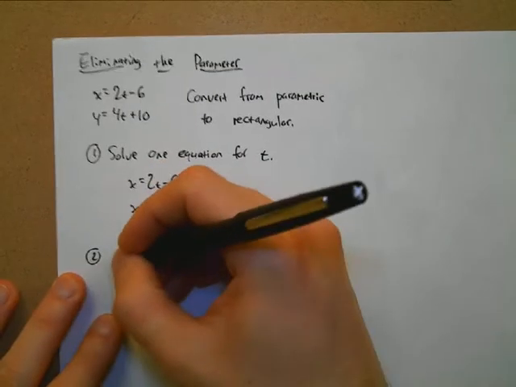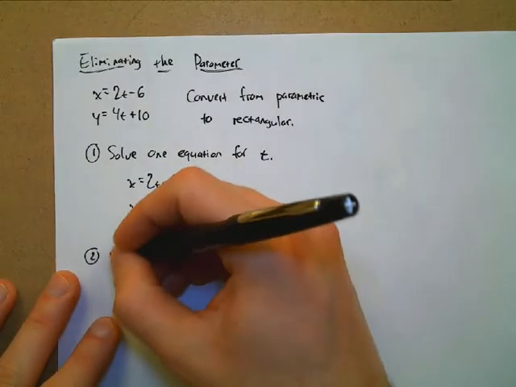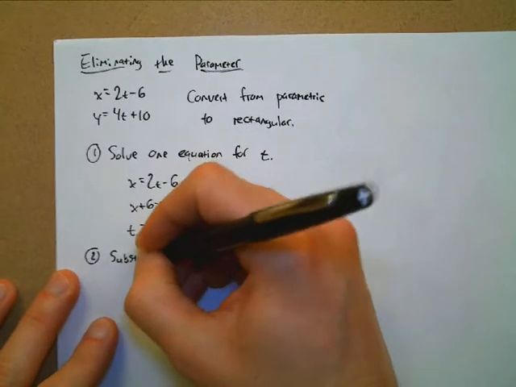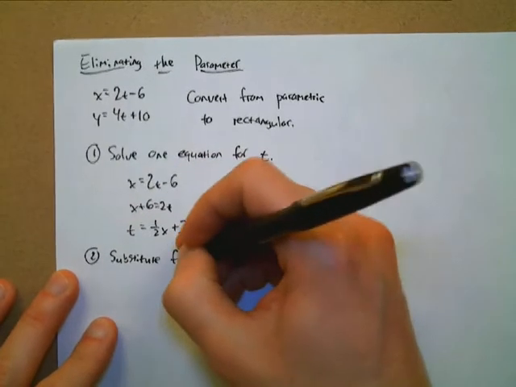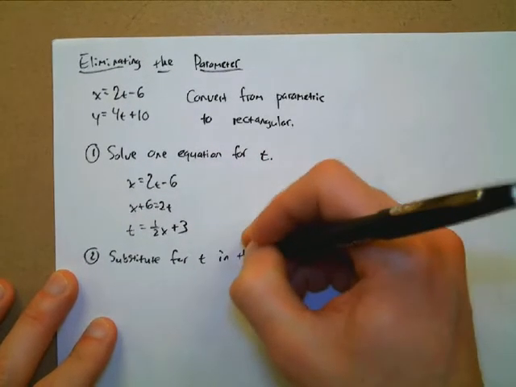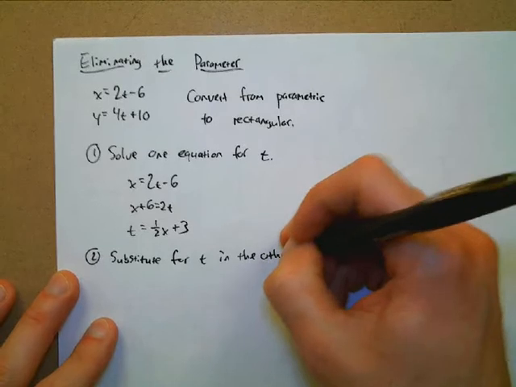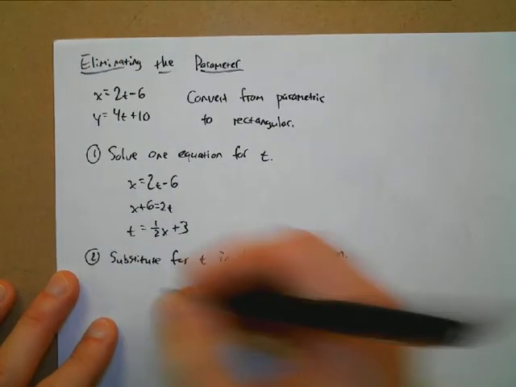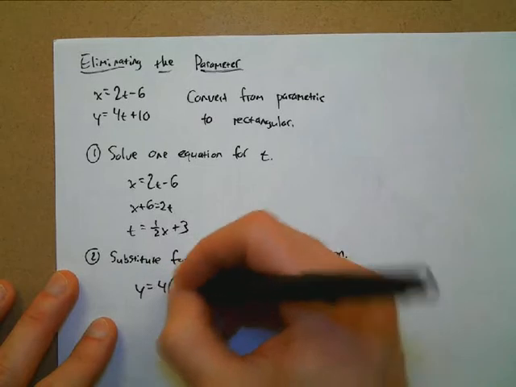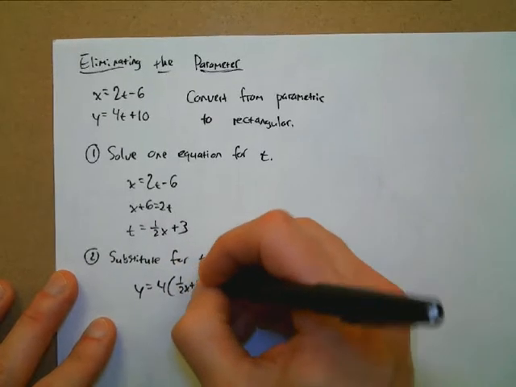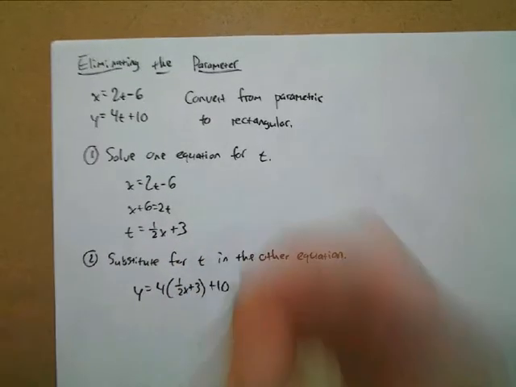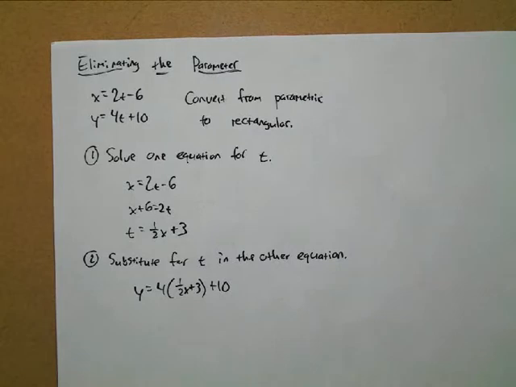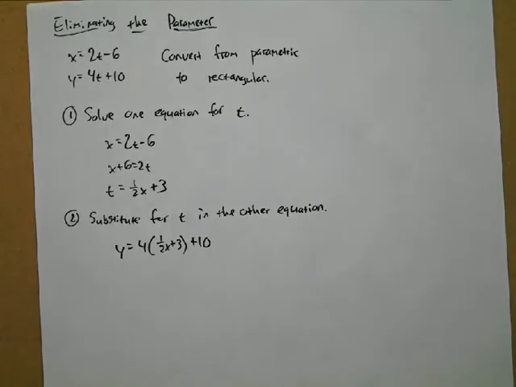This is the graph of this thing. Y equals 4 times 1/2 x plus 3, plus 10. But of course, we can simplify that, so we might as well distribute the 4, right? So we get 2x, and then 4 times 3 is 12, but then plus 10 will be plus 22. So in other words, the graph of this parametric equation is the same as graphing 2x plus 22.